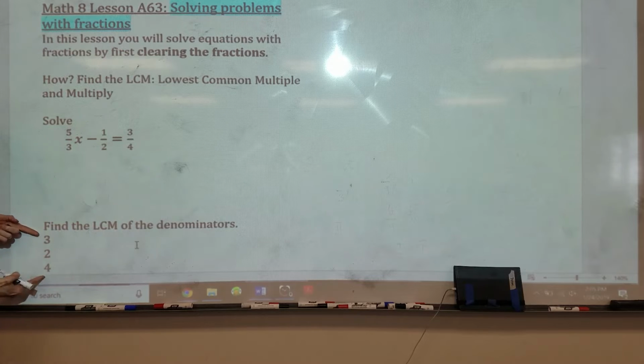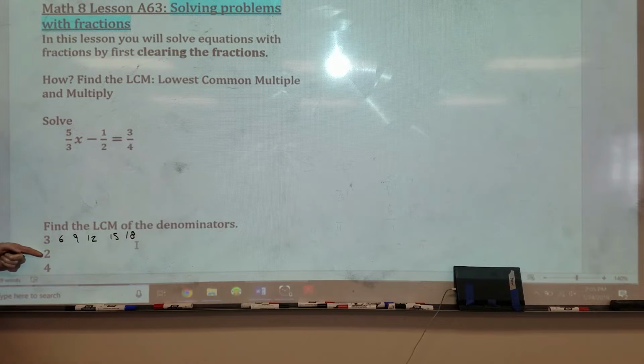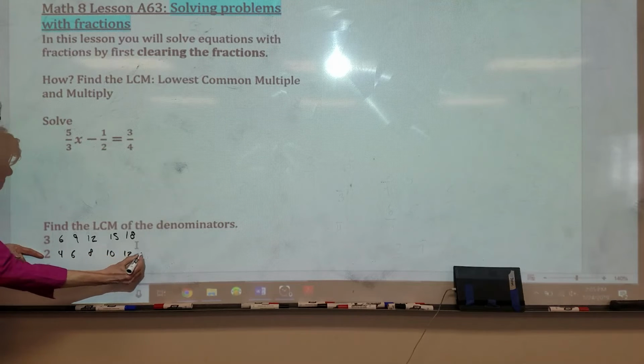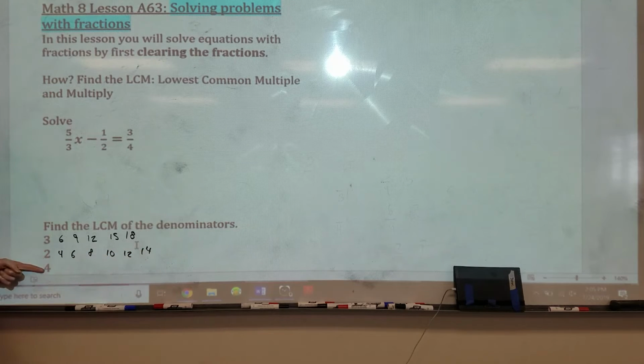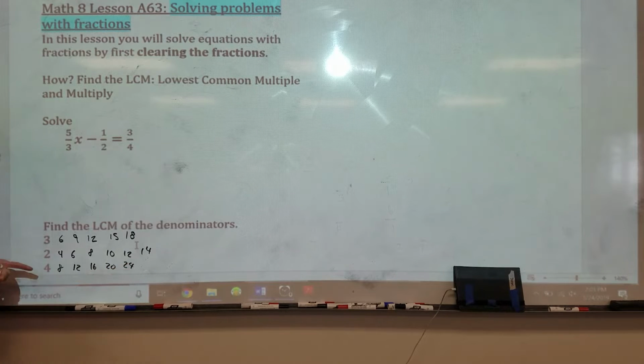We're going to make a list of all the multiples of 3. So we go 3, 6, 9, 12, 15, 18. Help me do the multiples of 2, starting with 2. 2, 4, 6, 8, 10, 12. That's probably enough. Multiples of 4, starting with 4. 4, 8, 12, 16, 24. One more? 28. All right.